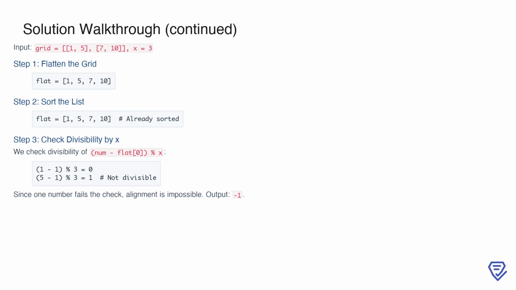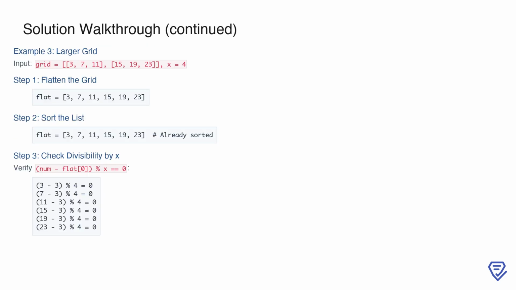For the first number, 1 minus 1, mod 3 is equal to 0, which is fine. However, for the second number, 5 minus 1, mod 3 is equal to 1, which is not divisible by 3. Since one of the numbers in the list fails the divisibility check, it's impossible to align all values to a single number using steps of size x. As a result, the output for this example is -1, indicating that alignment is not possible.